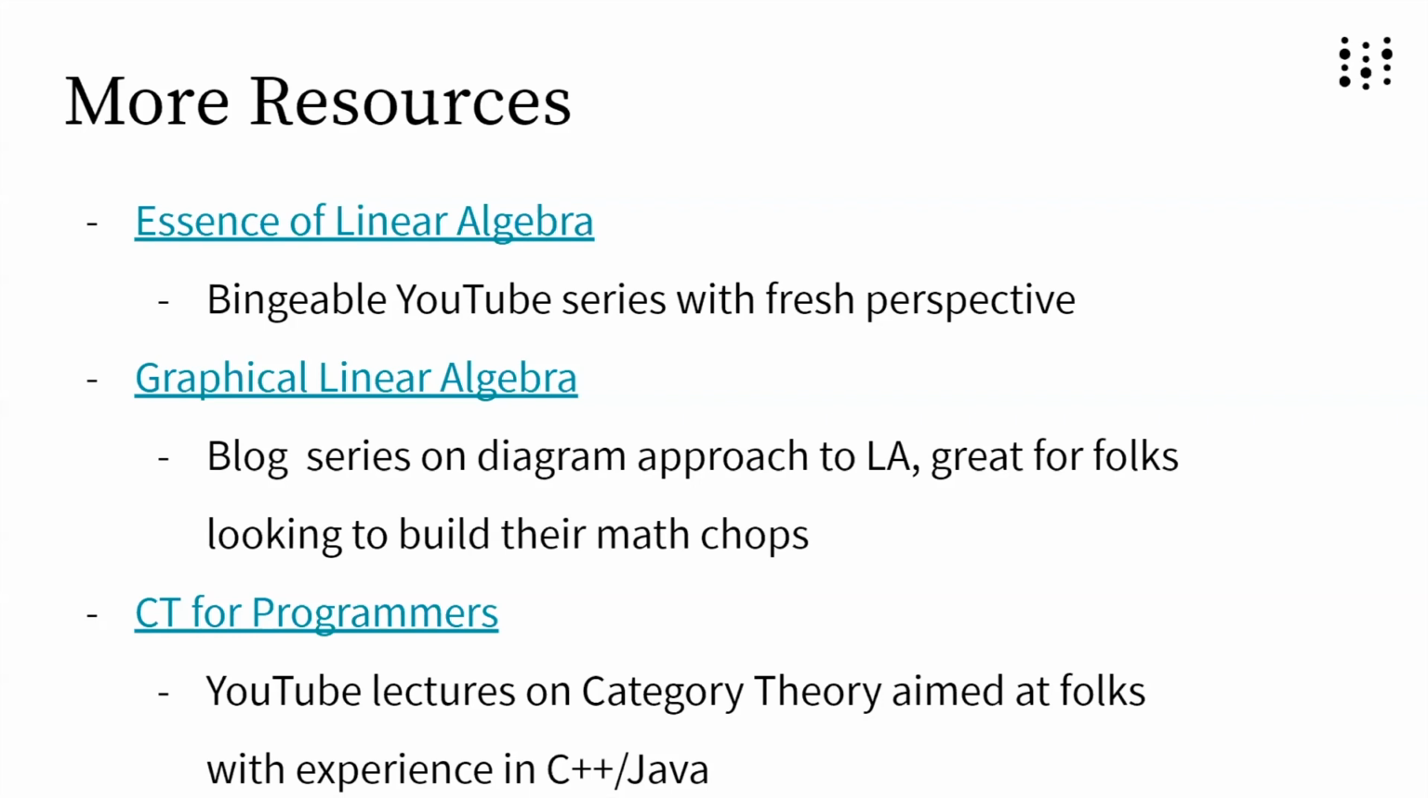Graphical Linear Algebra, the blog series on the diagrammatic approach, is great for folks who'd really like to build their math chops. It's aimed at folks who don't have a ton of math experience. Maybe they took math in high school, maybe a class on calculus in college, and maybe a linear algebra class, and that's it. But it's aimed to present some really complex and difficult math to you in a way that's very reasonable and understandable. So that's a strong recommendation.